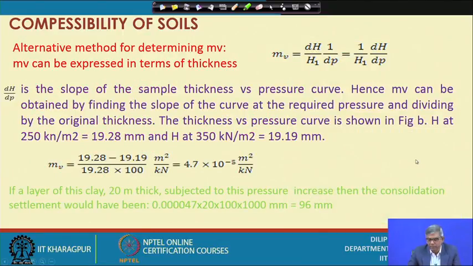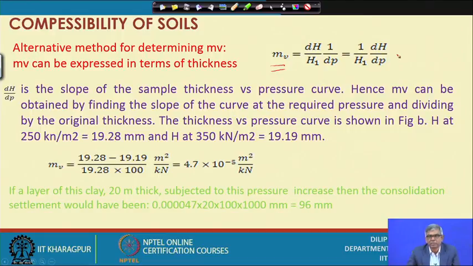You can see that the mv expression can be written in this form. Actually, mv equals the volumetric change divided by the unit pressure change. You can see the volumetric change is this expression, which we have also shown. If compression is only in the vertical direction, so A is constant throughout, then dH by H1 is the volumetric change, that means the change dH over the original thickness H, divided by dP.